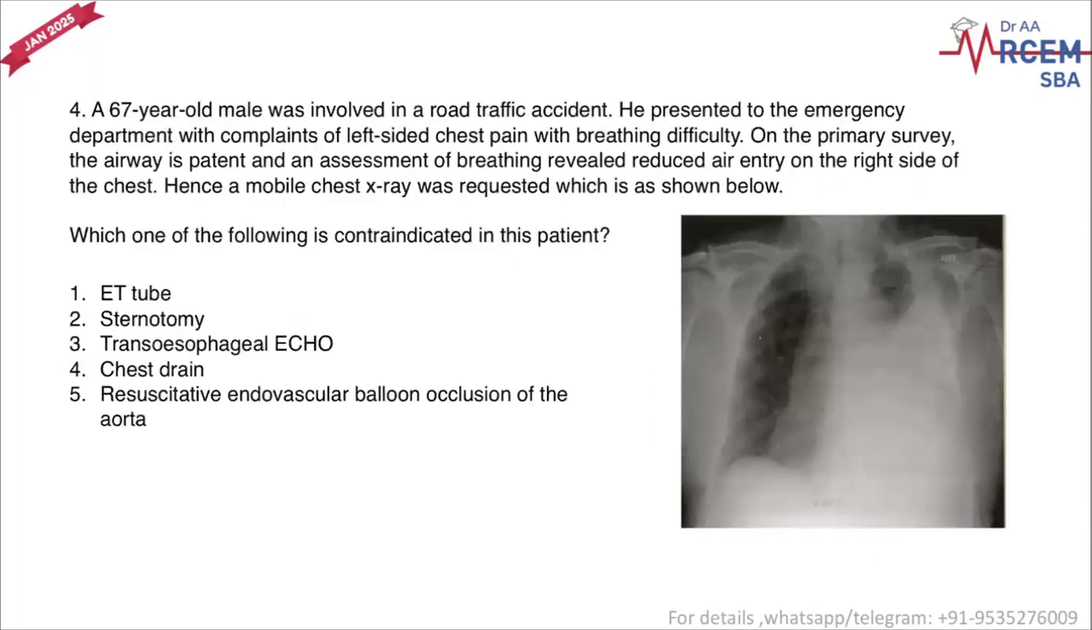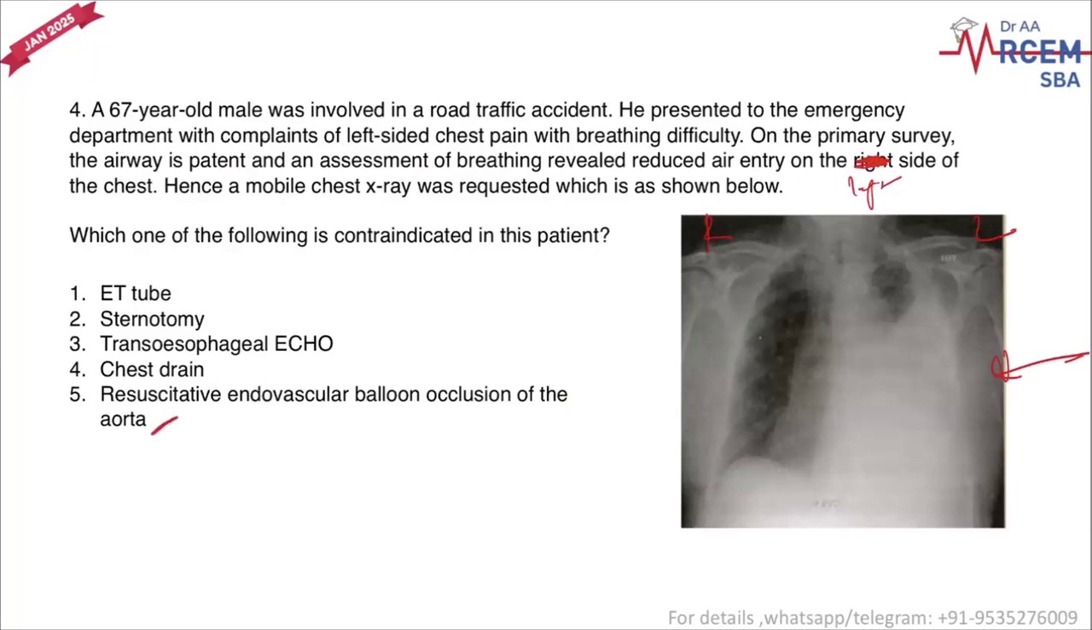A 67 years old male was involved in a road traffic accident. He presented to the emergency department with complaints of left-sided chest pain with breathing difficulty. On primary survey, the airway is patent. Assessment of the breathing revealed reduced air entry on the right side of the chest. We will consider this as the left side. If you consider this as the right and this is left, the findings here are on the left side. A mobile chest X-ray was requested, which is shown below. Which one of the following is contraindicated in this patient, they are asking?